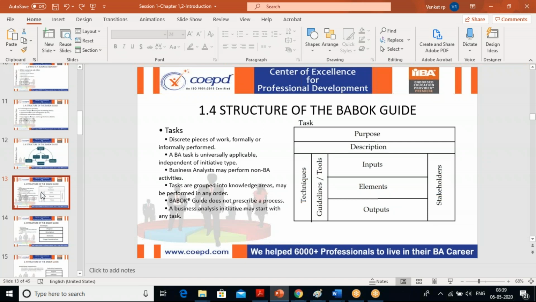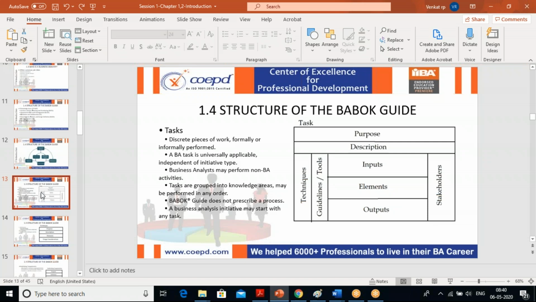And a BA task is universally applicable, independent of the initiative types. Whatever it may be, you go and do a particular work, so that we call a BA task. Okay, and sometimes a BA may be doing non-BA activities as well. Not exactly, a BA will not always perform BA activities. Sometimes we may perform non-BA activities as well, so we should also consider that.